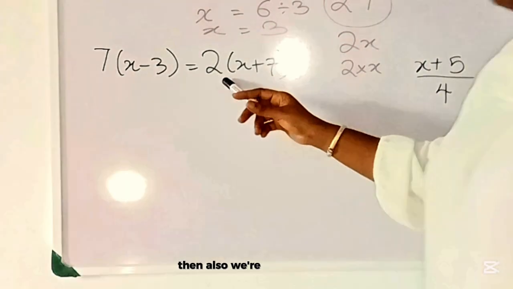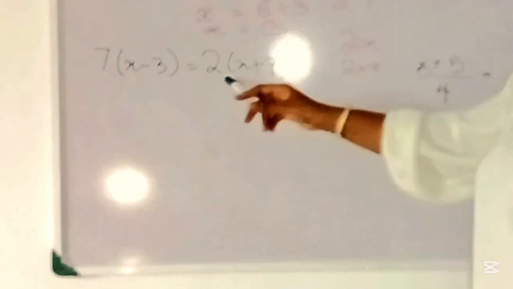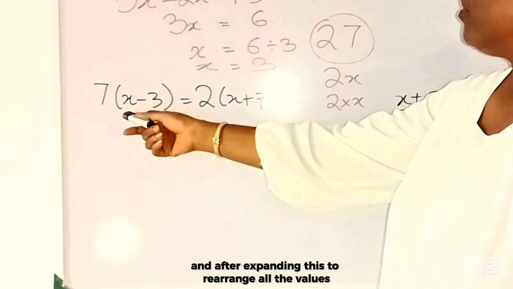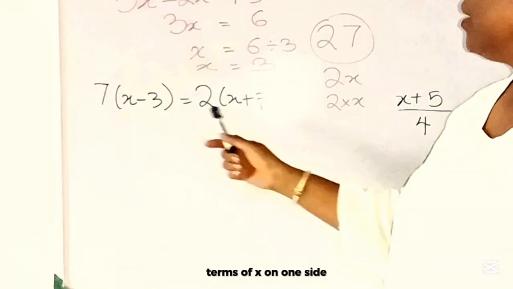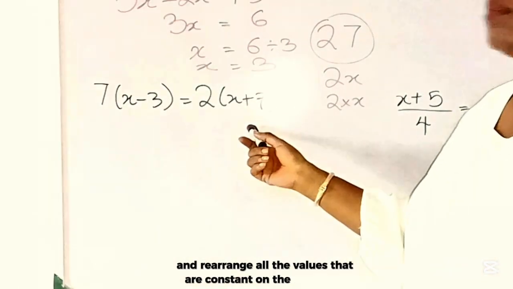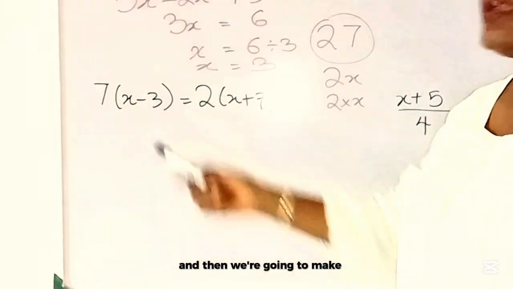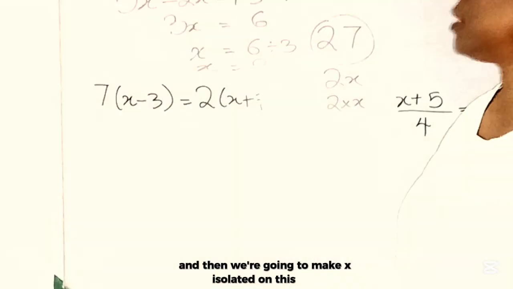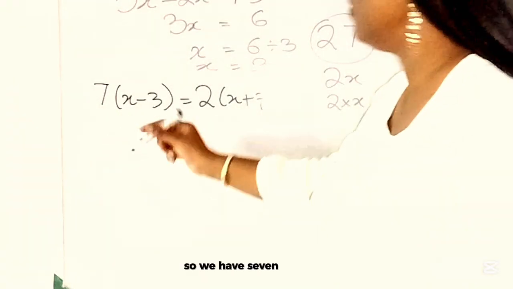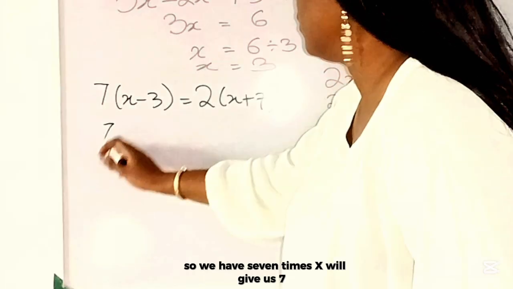Then also we're going to expand these brackets. And after expanding this, we rearrange all the terms of x on one side, and rearrange all the values that are constant on the other side, and then we're going to make x isolated on this side. So let's first of all expand this bracket. So we have 7 times x will give us 7x.